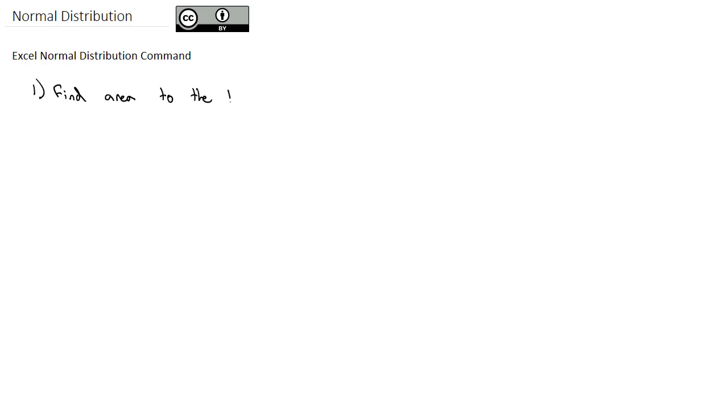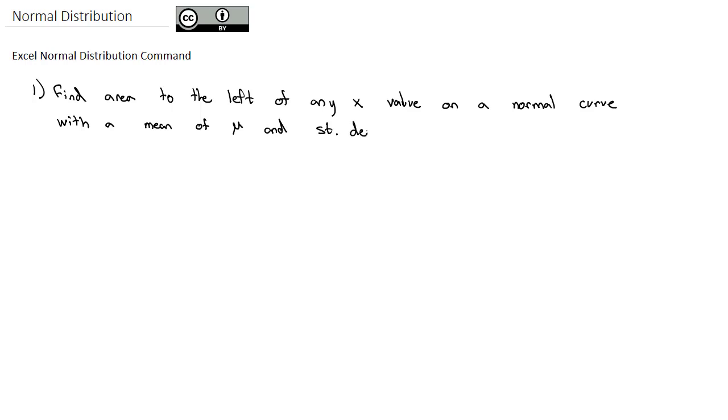to the left of any x value on a normal curve with a mean of mu and standard deviation of sigma, we can use the command equals norm.dist. Notice we are no longer using the s for standardize.